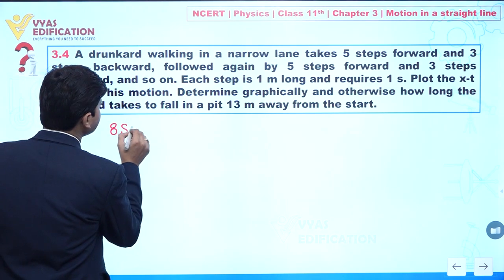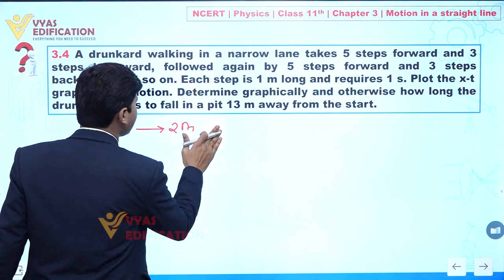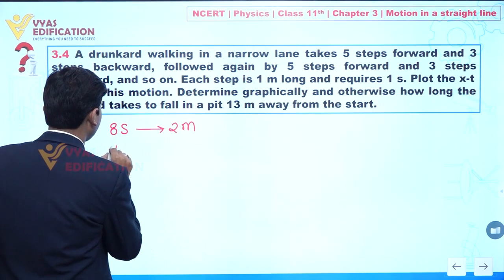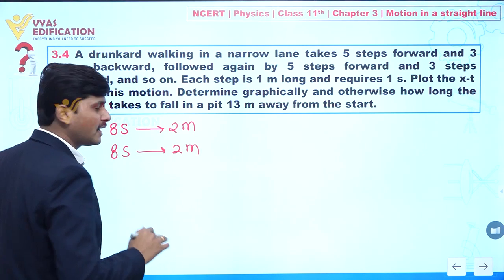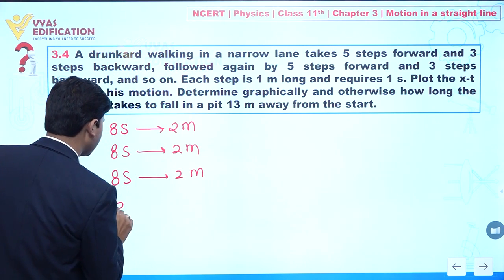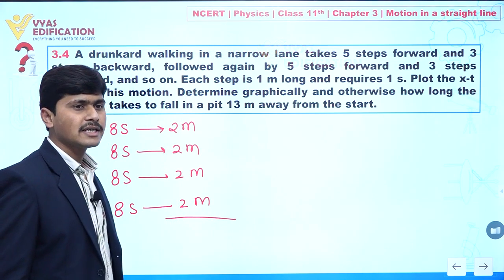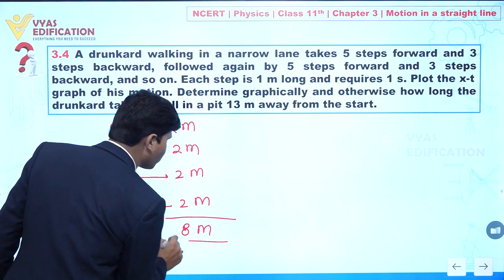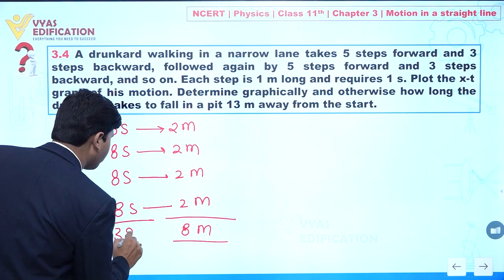Total 8 seconds is taken by that drunkard person, with a displacement of 2 meters. Clear? In the next 8 seconds again he will move 2 meters. Yes or no? In the next 8 seconds again he will move 2 meters. Now the total displacement of the drunkard person is 8 meters, but in how much time? In 32 seconds.